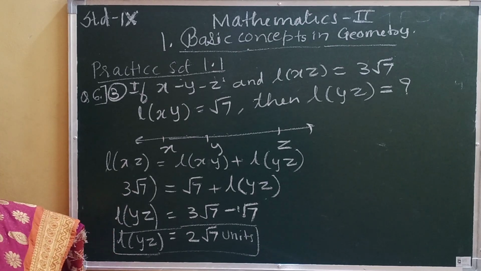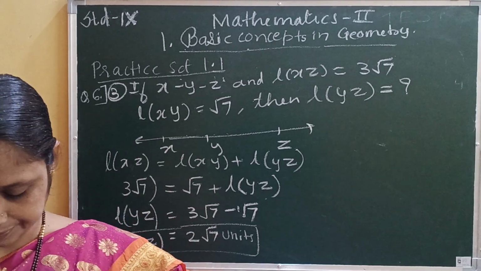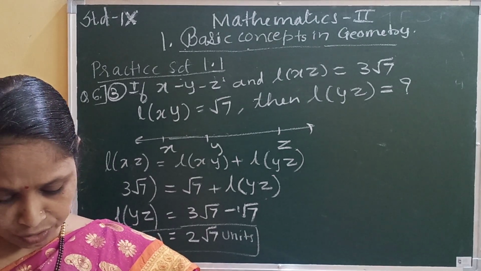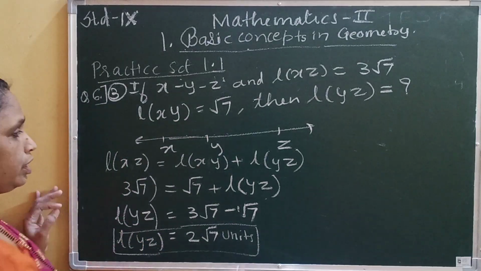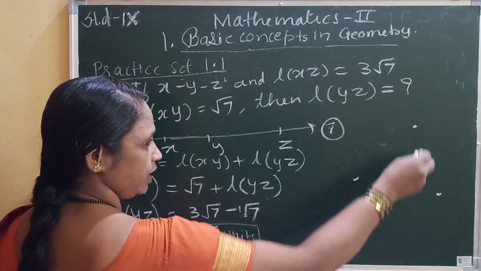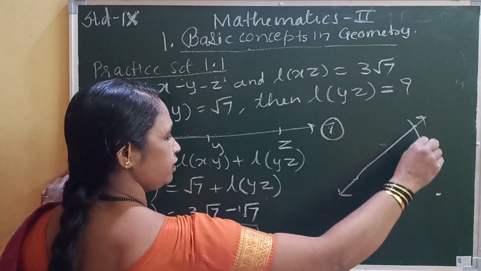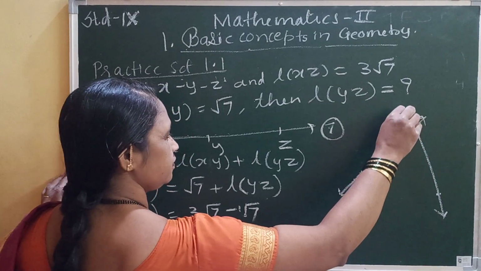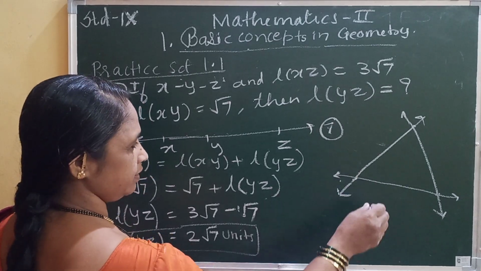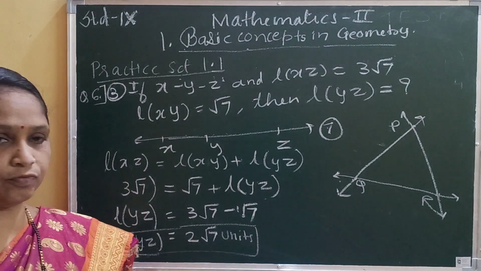This is all the examples. Now one more question remains from practice set 1.1, that is, which figure is formed by three non-collinear points? See question number 7. Three non-collinear points we have considered, so we have to join these three points. After joining them, a triangle has formed. So you can write PQR. This way you have to draw the figure of question number 7.